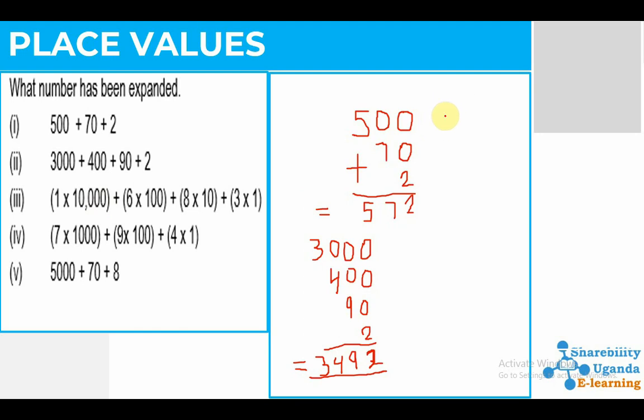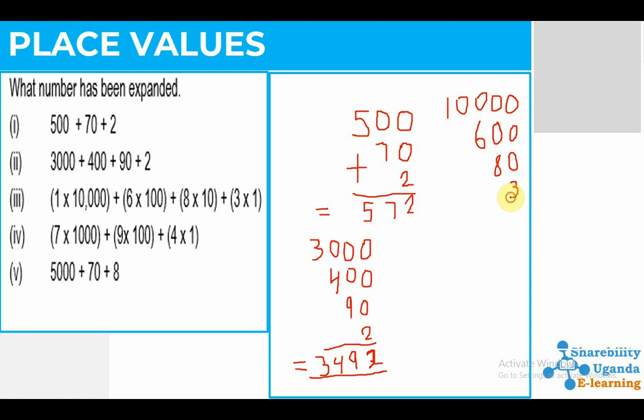Then we have been given another one as 1 times 10,000. What do you get here? 1 times 10,000 is 10,000. Say 10,000 is how many zeros? It is 4 zeros. Then 6 times 100. What do we get? Said 6, we said 100. There are how many zeros? There are 2. Then we have 8 times 10, which is 80. Then we have a 3 times 1, which is a 3.